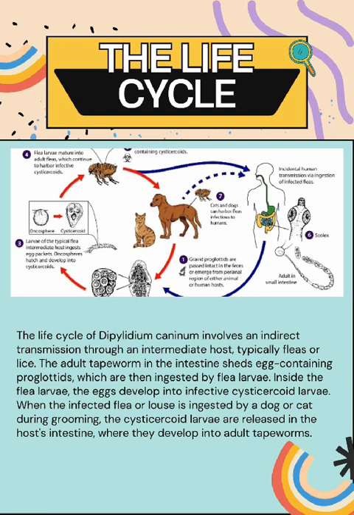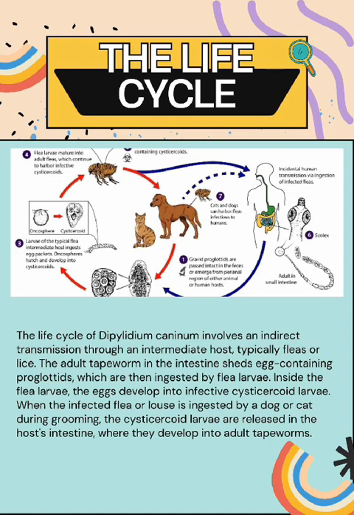First, egg stage. The life cycle begins with proglottids, which are segments of the tapeworm's body. Being shed in the feces of an infected dog or cat, these proglottids contain packets of eggs. Second, intermediate host. The eggs are then ingested by flea larvae, which serve as the intermediate host for the caninum. Third one is cysticercoid formation. Inside the flea larva, the eggs develop into cysticercoid larvae, which are the infective stage of the tapeworm.